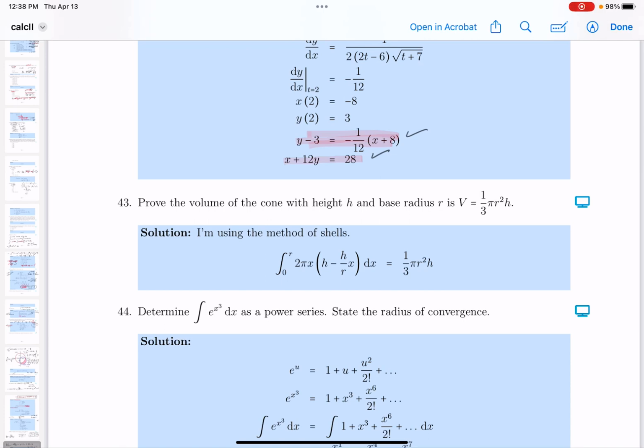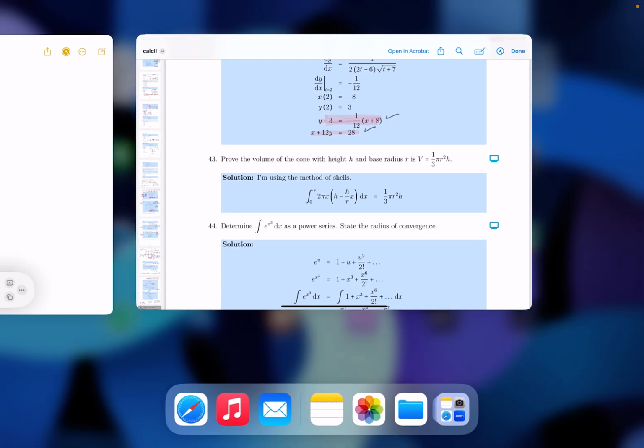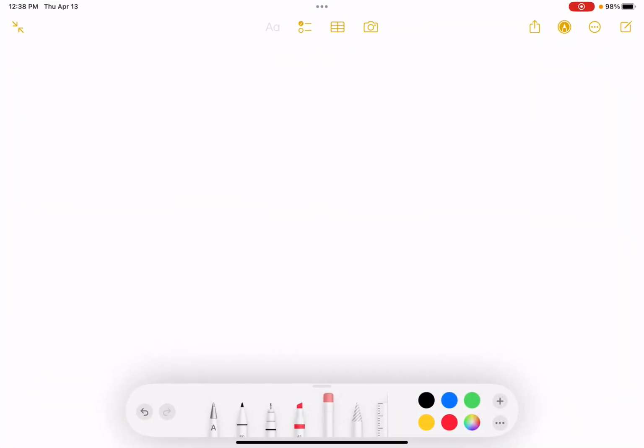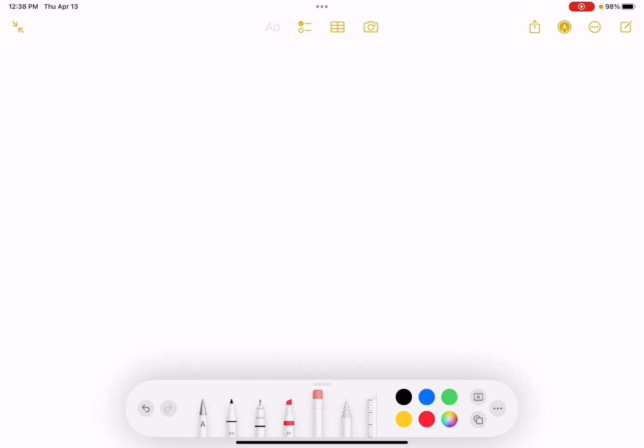Okay, for number 43, it says prove the volume of the cone with height h and base radius r is V equals 1/3 pi r squared h. I don't have enough room to do it here, so I'm going to open up a notepad and do it there. The first thing I would do is draw a picture of how I would do it.